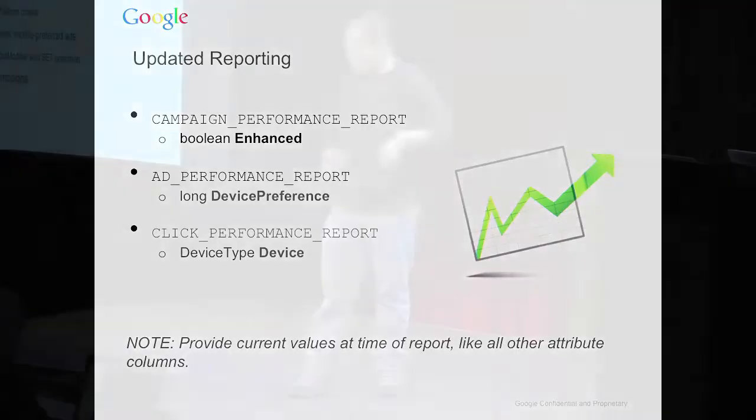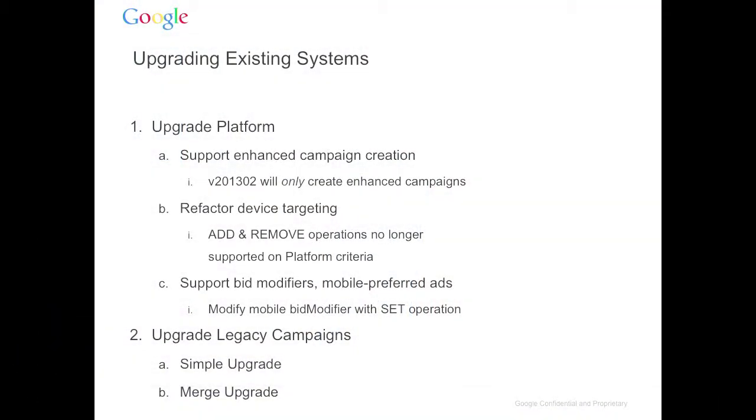Okay, so here's the upgrading existing systems part, which is probably the most work involved with upgrading to enhanced campaigns: taking your legacy stuff and trying to convert it over to this new way of doing things. There are two major steps in upgrading. There's upgrading your platform and your code to support enhanced campaigns and all their features, and then, once you have that support, going through and actually upgrading any legacy campaigns you have to be enhanced campaigns.